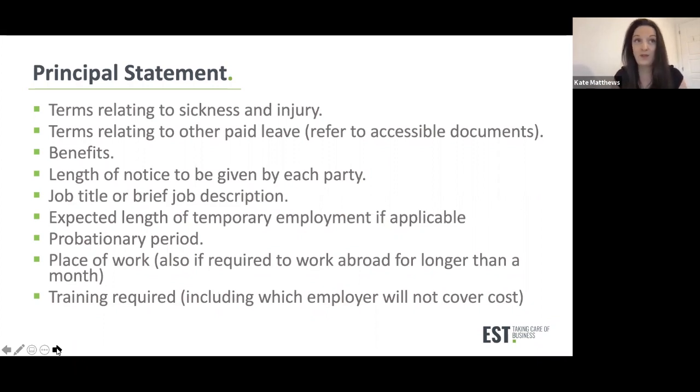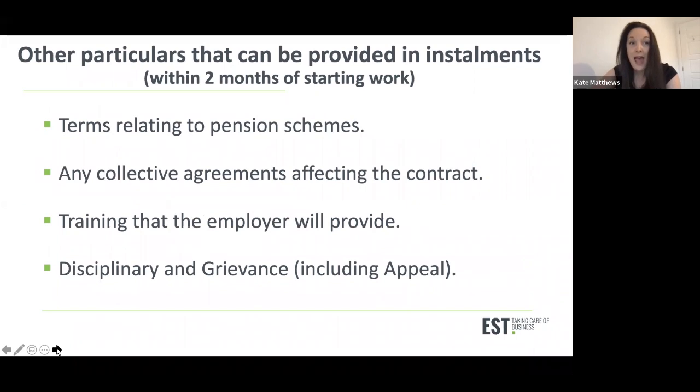So, maybe for the first year, it would be 100% of that cost, and then going down maybe in 25% increments. But it is a good idea if you are paying for an expensive qualification to have that within the contract.